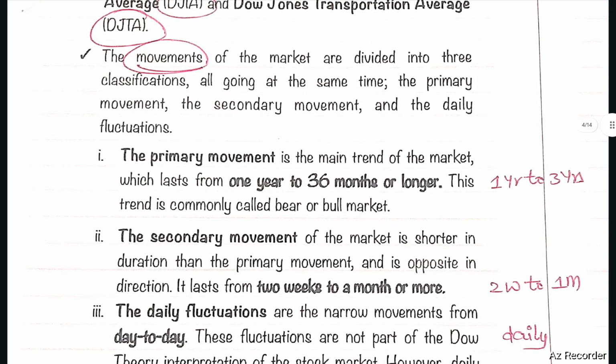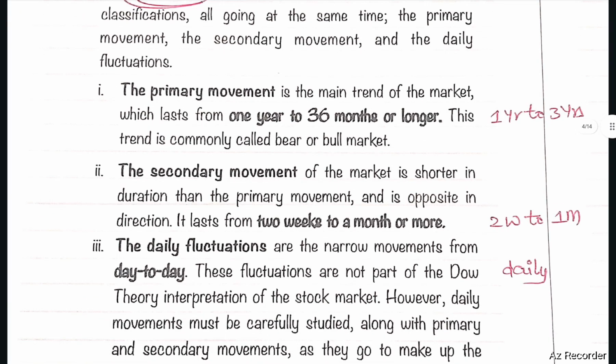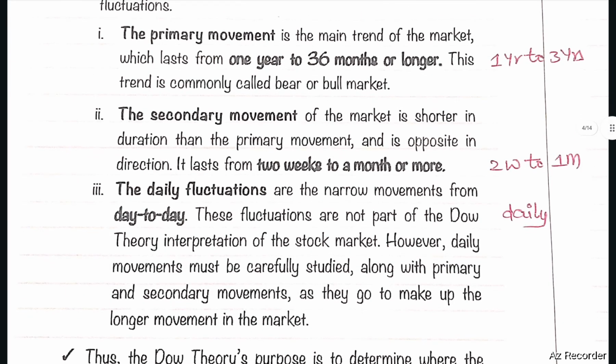The movements of the market are divided into three classifications, all going at the same time: the primary movement, the secondary movement, and the daily fluctuations. Primary movement. Primary movement is the main trend of the market, which lasts for 1 year to 36 months or longer. That means 1 year to 3 years. This trend is commonly called a bear market or bull market.